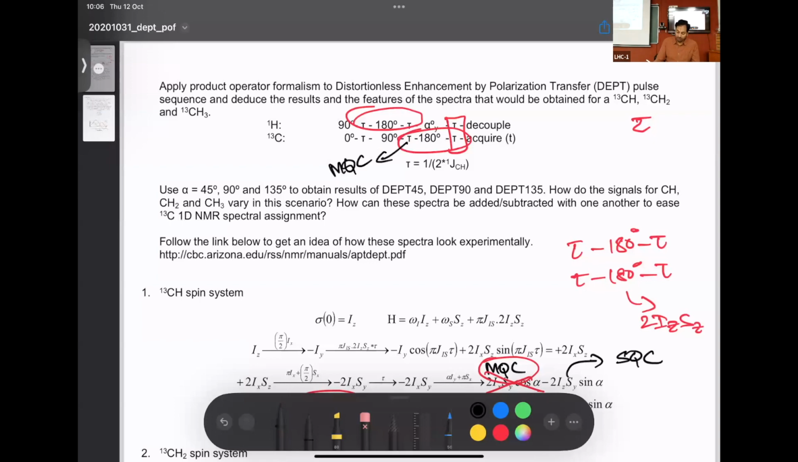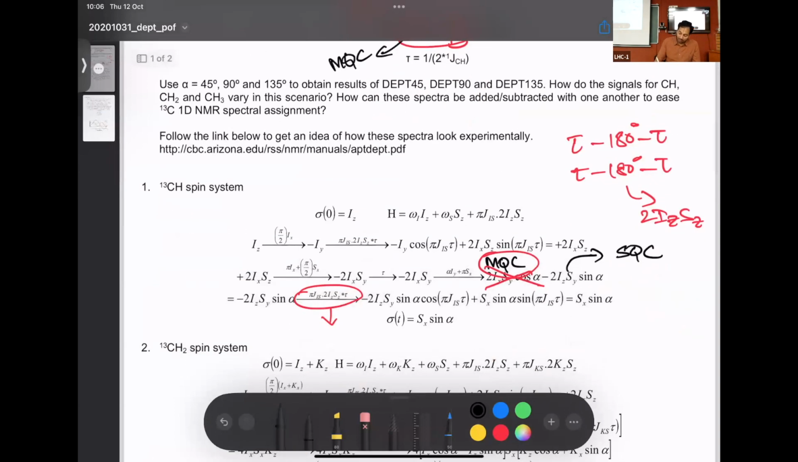The third concept that we ended up applying was that just before the last delay, you have a combination of multiple quantum and single quantum, and since no further pulses are applied, only single quantum is further evolved to understand what is the final result.